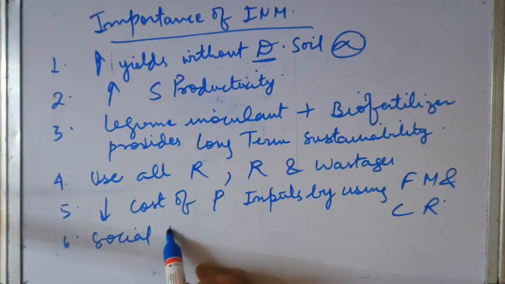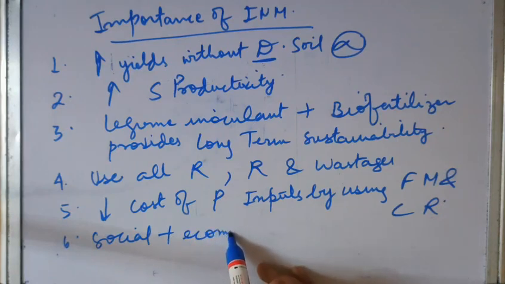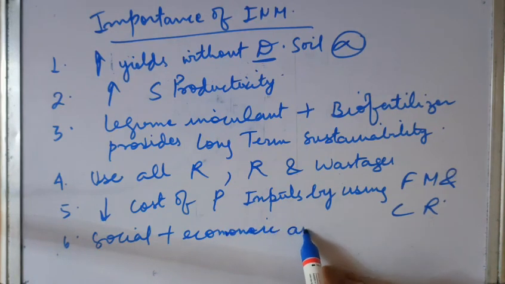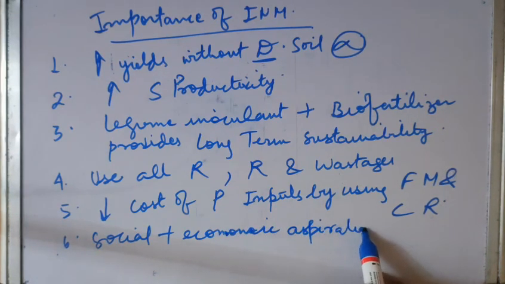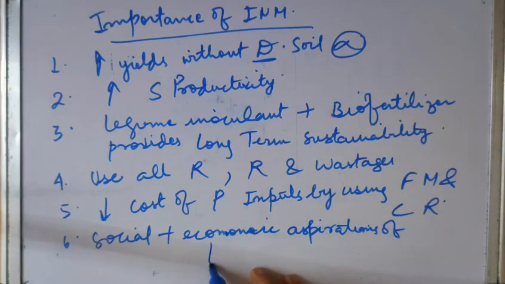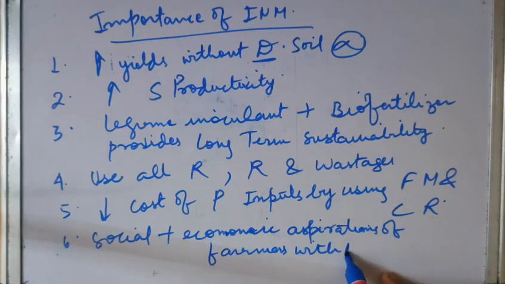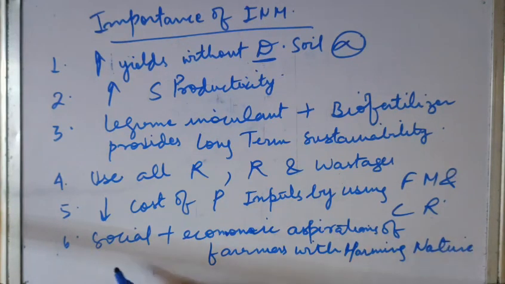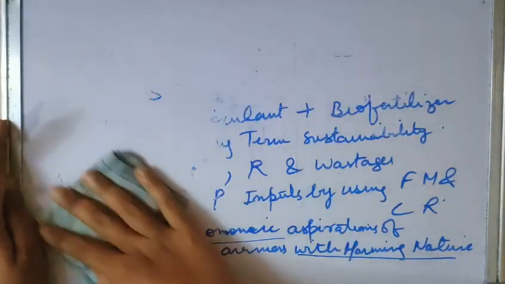Here we have social plus economic aspirations of farmers without harming nature. So we get the social and economic aspirations what farmer want, but here we are also not harming nature as we are harming in single use and high use of chemical fertilizers. So these are the importance of INM.